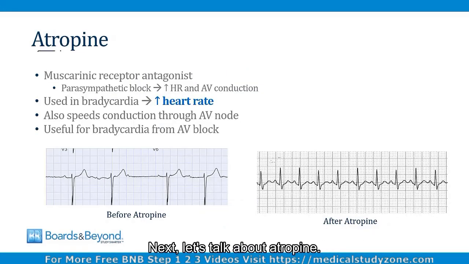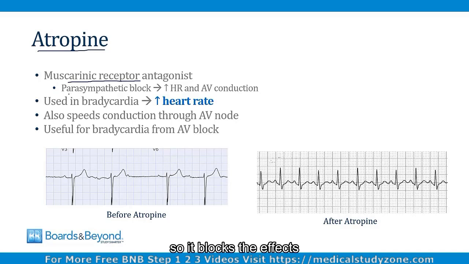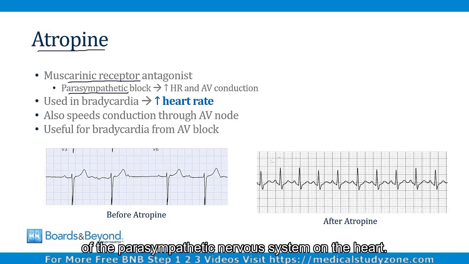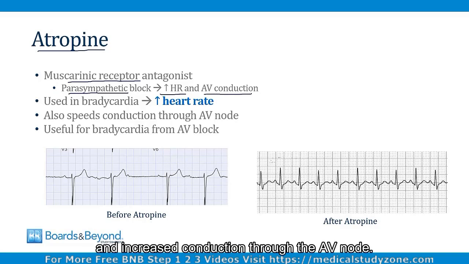Next, let's talk about atropine. Atropine sounds a lot like adenosine, and it also works on the heart, but don't confuse the two medications. They have completely opposite effects. Atropine is a muscarinic receptor antagonist, so it blocks the effects of the parasympathetic nervous system on the heart. This is going to lead to an increased heart rate and increased conduction through the AV node.